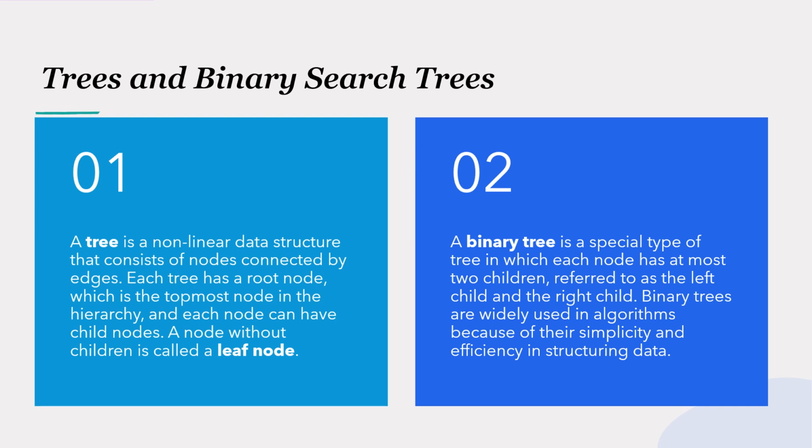Operations in a binary search tree. 1. Search. To find a value in the BST, you compare the value with the root. If it's smaller, you go to the left subtree. If it's larger, you go to the right subtree. This makes the search operation efficient, with a time complexity of O(log n) for a balanced tree.